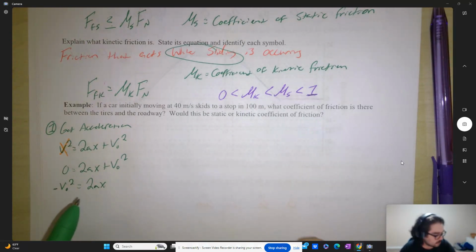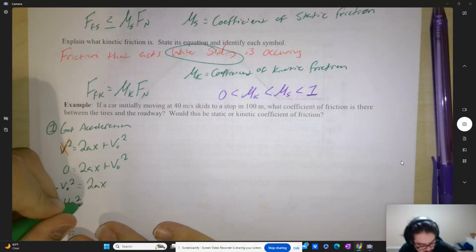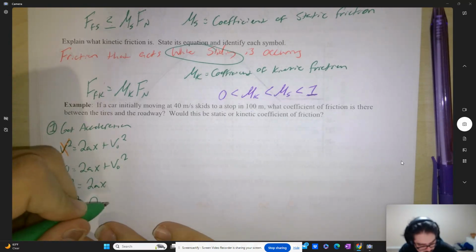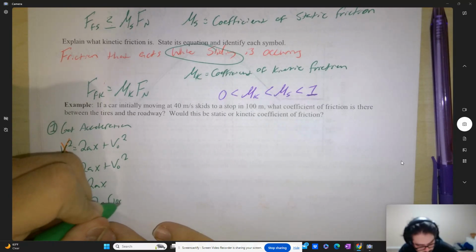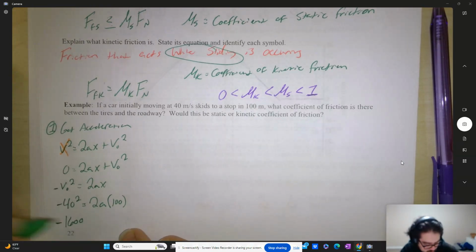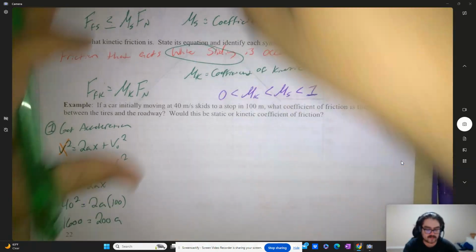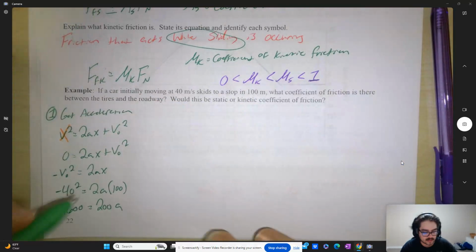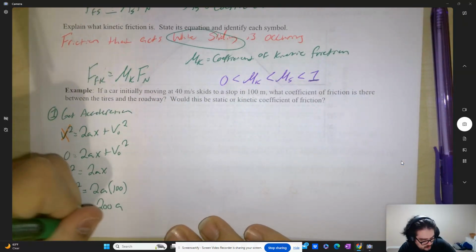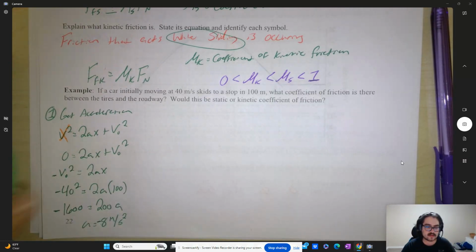Now all you've got to do is get a by itself. It's initially moving at 40, so negative 40 squared equals 2 times the acceleration, which we don't know, times x, the distance, which is 100 meters. If you do that, you get negative 1600 equals 200a. Divide by 200 on both sides and a should be equal to 8 meters per second squared. It's technically negative 8 meters per second squared, because it's slowing down.